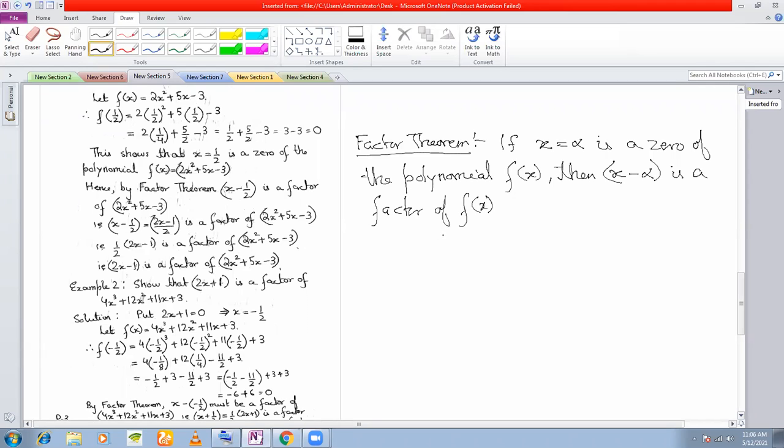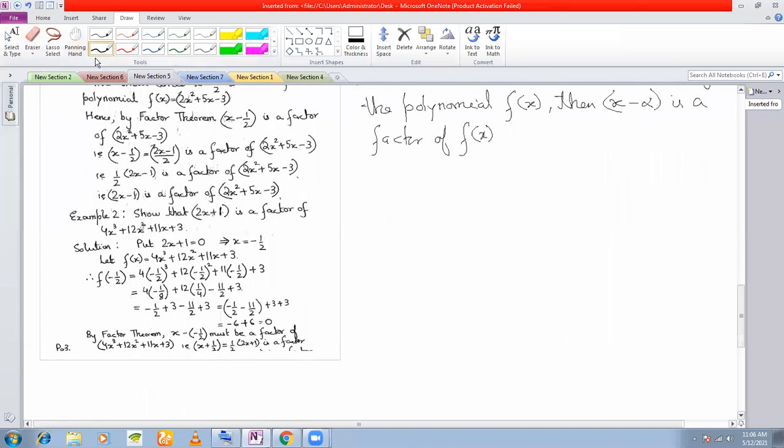As I showed you, remember in the previous example, x is equal to 5 was a zero. So what did I say? x minus 5 is a factor, isn't it? So it follows from factor theorem only. This is the formal statement of factor theorem. Now we'll solve some problems with the help of factor theorem. Some examples. See this example.